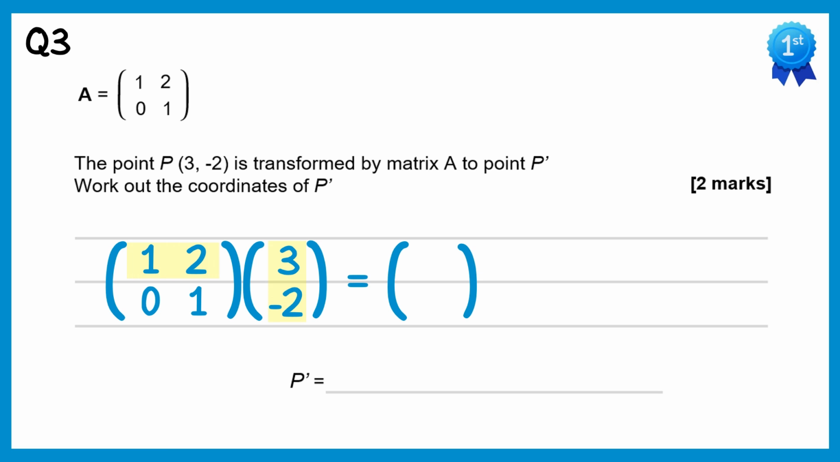To do this multiplication, we're going to look at these 2 numbers here and these 2 numbers here. So to get the top number, we would do 1 times 3, and then add to this 2 times negative 2. 1 times 3 is 3, 2 times negative 2 is negative 4, so we've got 3, take away 4, which is negative 1. Then for the bottom number, we need to use this pair of numbers with this pair of numbers. So we need to do 0 times 3, which is 0, and 1 times negative 2, which is negative 2, and 0 plus negative 2 is negative 2. We can now write this in a coordinate form, so it's negative 1, negative 2.